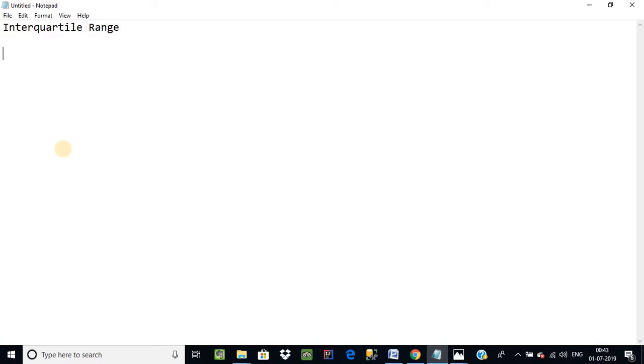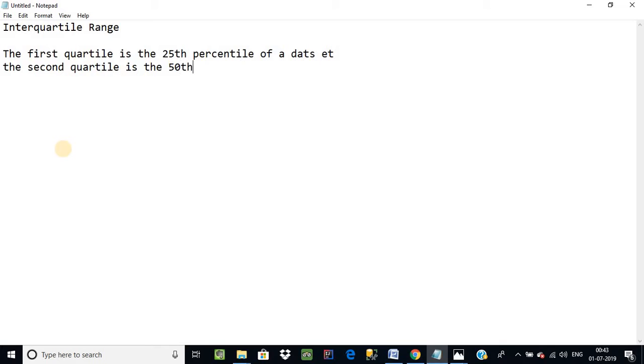The first quartile is the 25th percentile of a data set. The second quartile, just keep a note of all these things that I'm telling you, because it will be really beneficial for you, is the 50th percentile. And friends, tell me, what is the 50th percentile? The 50th percentile is also termed as median. You are absolutely right. The third quartile is the 75th percentile.